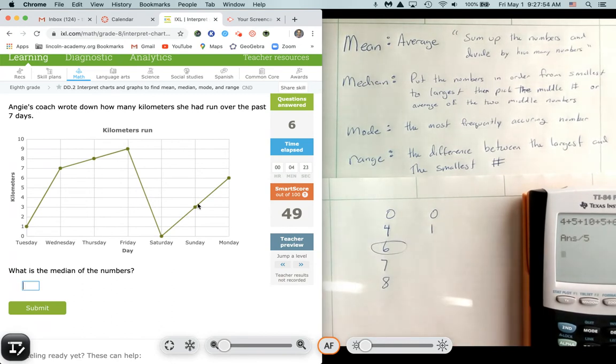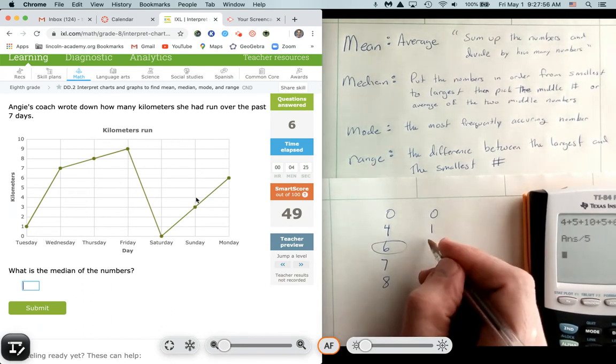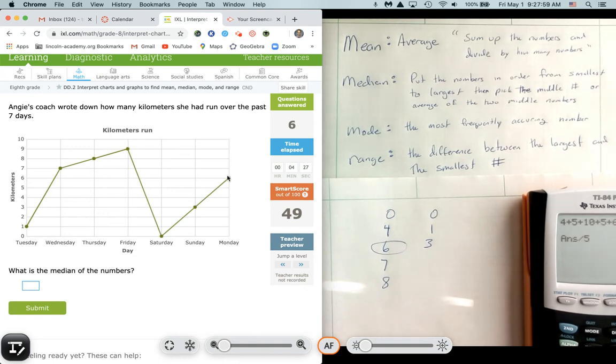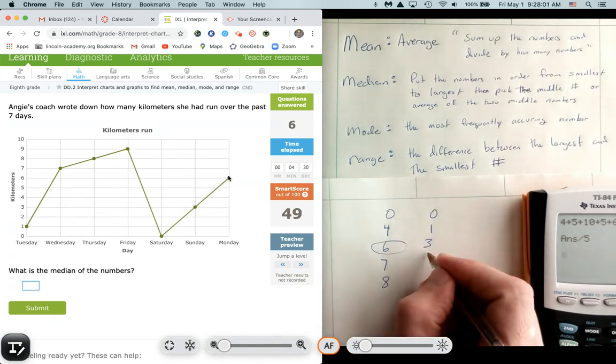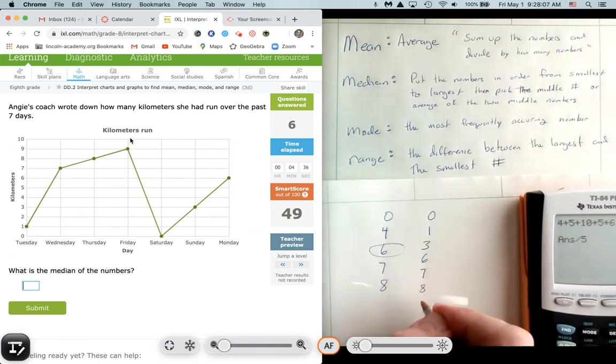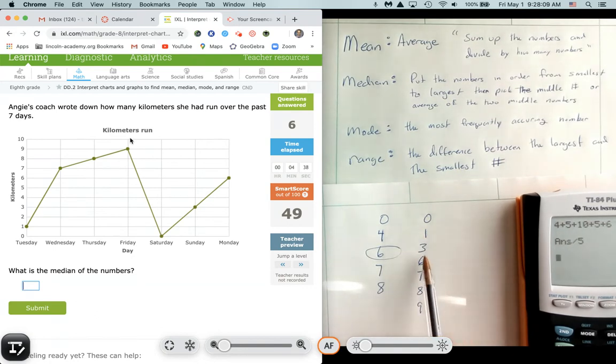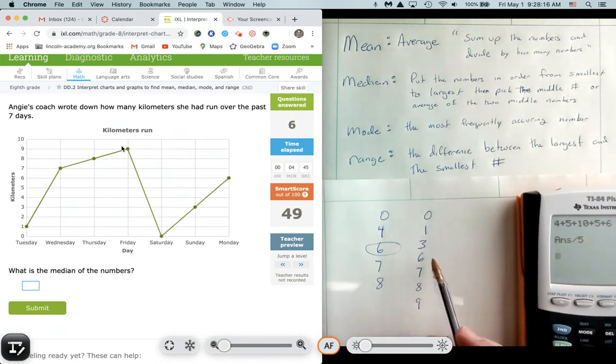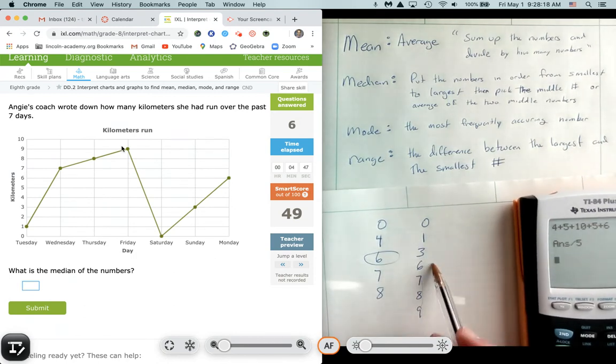The next one as I'm looking up is this 3. And then as I'm continuing to go up, I have a 6. And then I luckily have these last 3, a 7, 8, and a 9. Just to be sure, 1, 2, 3, 4, 5, 6, 7 numbers. And there were 7 days in a week, so 7 numbers. And I wanted the median, or the middle number. 3 in front, 3 behind. The middle number is 6, which is your median.